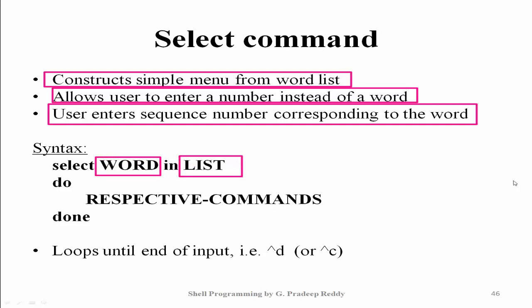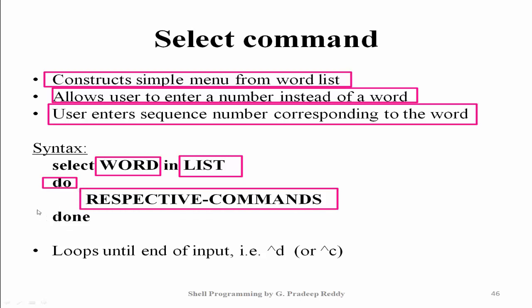There is a list of lines. Among the list of lines, you are going to find the word. So in order to find it, you are going to specify the respective commands after do. Finally, a do ends with done.